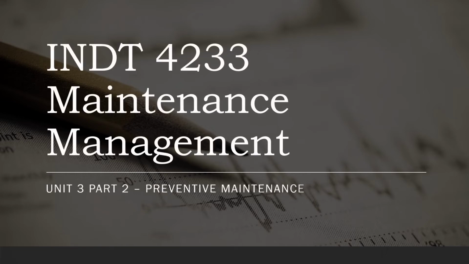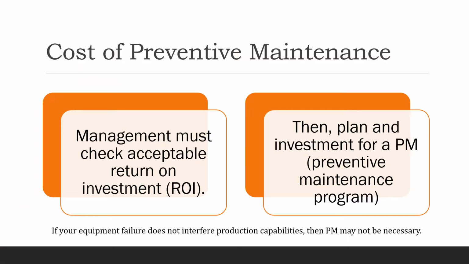Okay, so continuing Part 2, Unit 3, we will continue to study preventive maintenance. The next thing that we consider is the cost, and cost is really important in business. Manufacturing is a business. Maintaining the system by doing maintenance costs money, so we have to take a look at that.